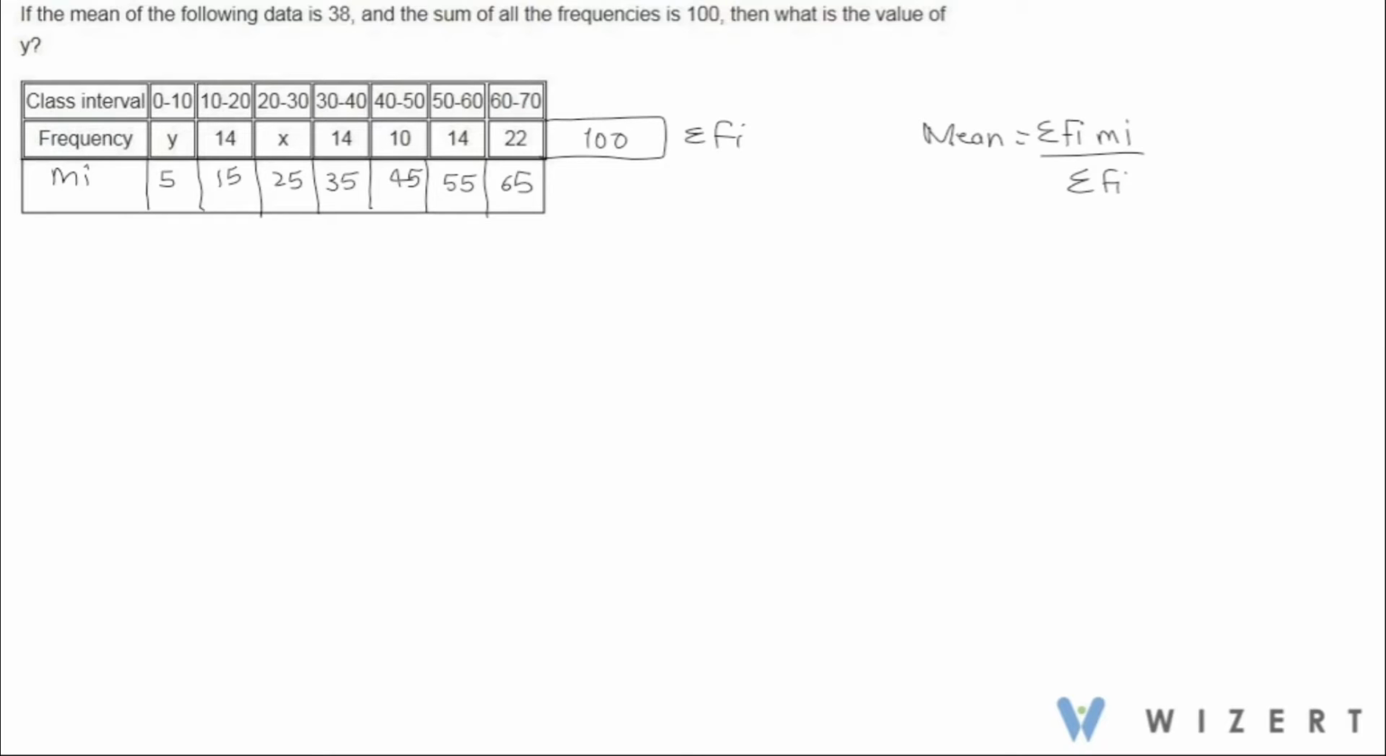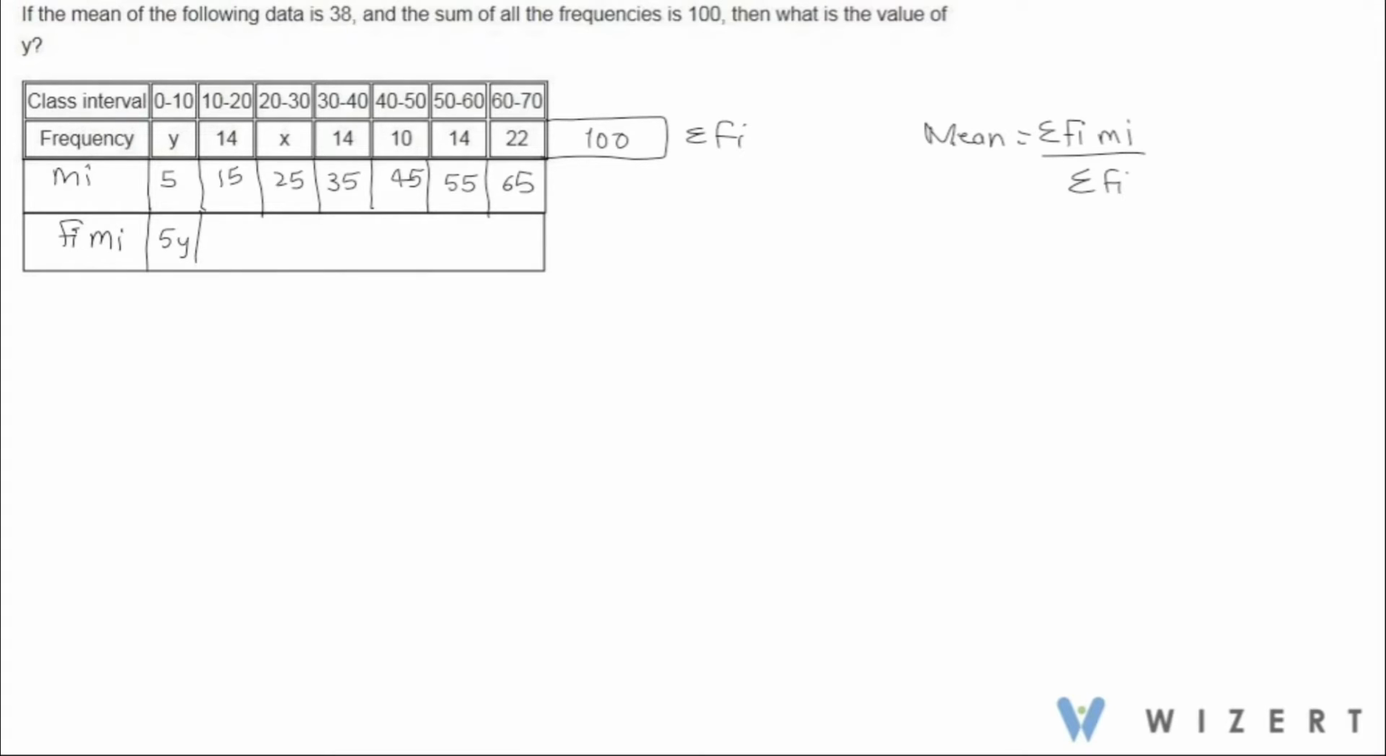Now next we have to find the multiplication of fi mi, that is each class frequency with its class mark. So this is fi into mi. This will be 5y. Next, 14 5s are 70, 14 ones are 14 plus 7 is 21, so we have 210 here, 25x here. 35 multiplied by 14: 14 5s are 70, 14 3s are 42 plus 7 is 49, so 490.